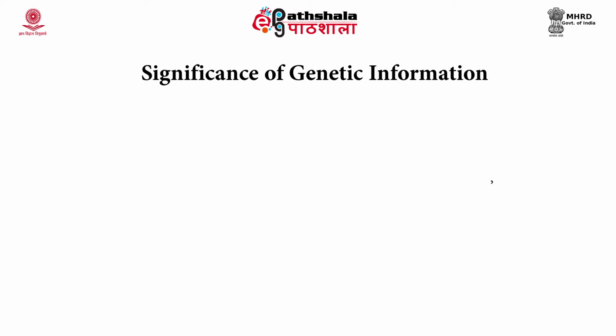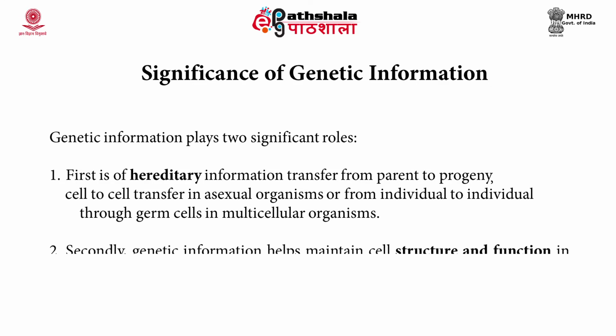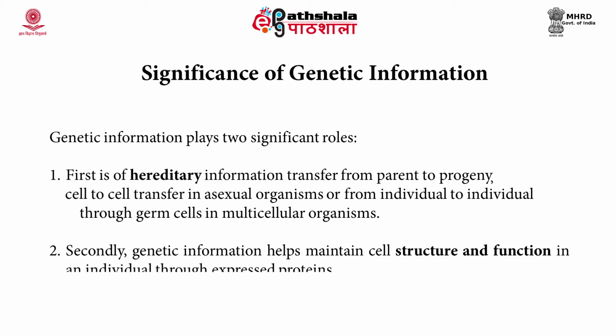Significance of genetic information. Genetic information plays two major roles. First is of hereditary information transfer, which occurs from parent to progeny, or cell-to-cell transfer in asexual organisms, or from individual to individual through germ cells in multicellular organisms.